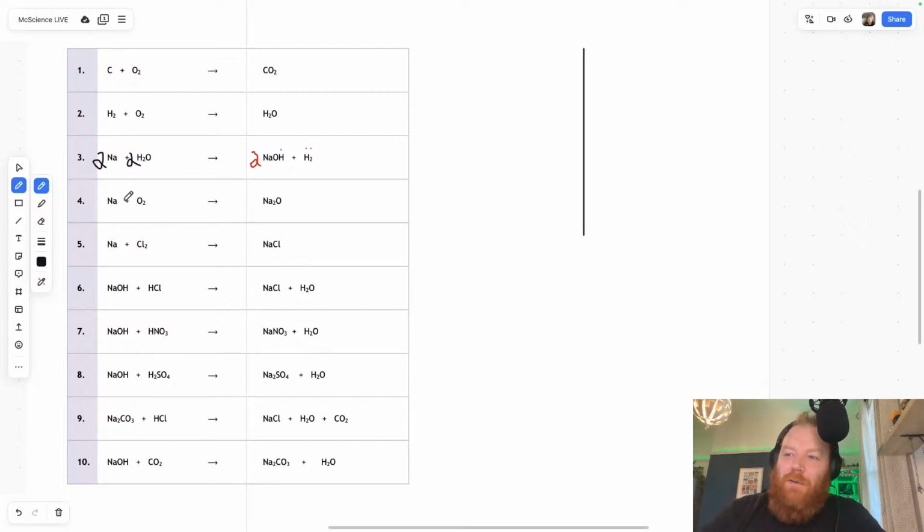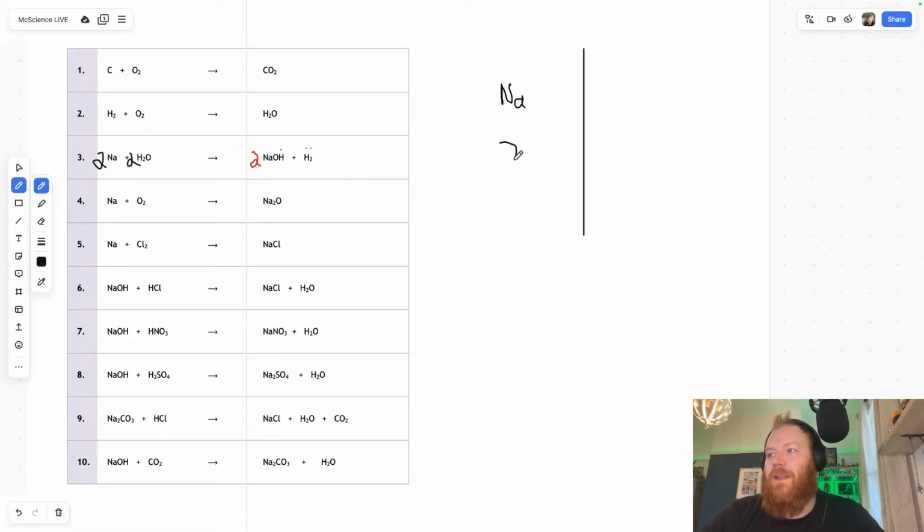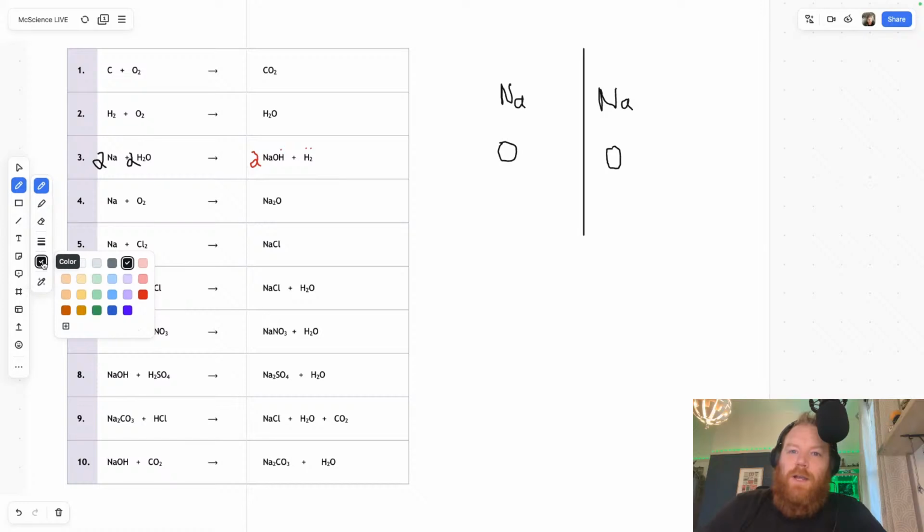So in this scenario, I've got one sodium on my left, and I'm going to have another good go at writing it, which actually was successful this time. And we've got two oxygens on the left side. Let's see if I can get the right side done as well. Yes. And we've got oxygen again. Now, in this situation, we are balancing an equation.